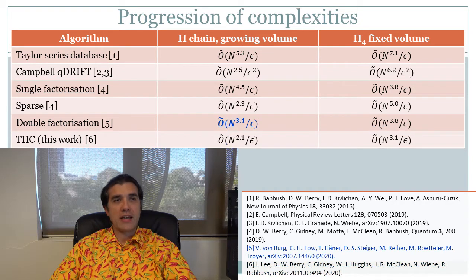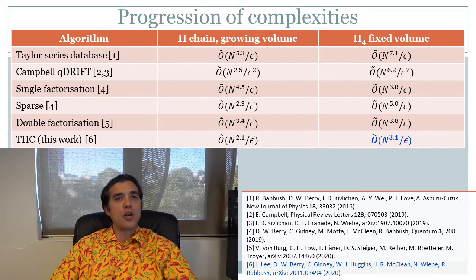Last year, there was a major advance from the Microsoft group in the paper by von Burg et al., where they double factorized the Hamiltonian, which we estimate gives a power of about 3.4. Our THC results improve on that by more than a factor of n. Our results also provide the best scaling in the case of fixed volume, though the improvement isn't so dramatic.